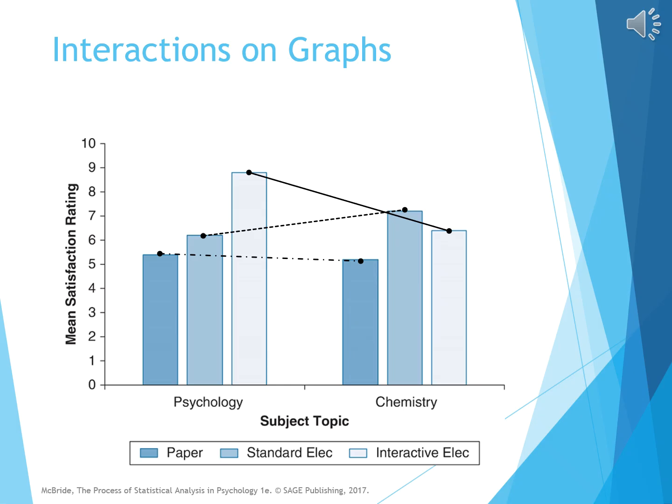And what you do to check for interactions is basically look for non-parallel lines, especially so if you see lines that crisscross or overlap with each other, such as when you see the lines for the standard electronic and interactive electronic actually converge at a point, they cross over. That is an indication that yes, there is probably a significant interaction. Now we'd still have to run calculations, which we're going to do, to see if there is a significant interactive effect.